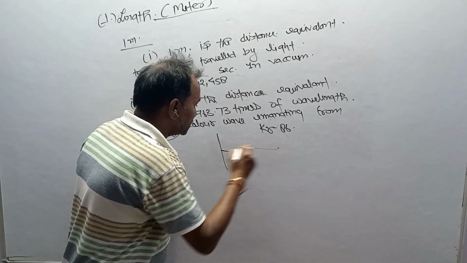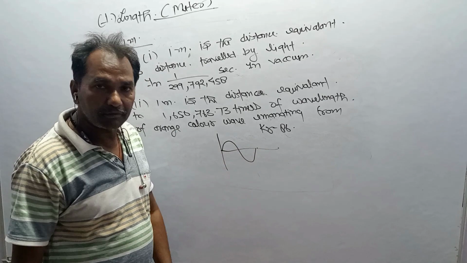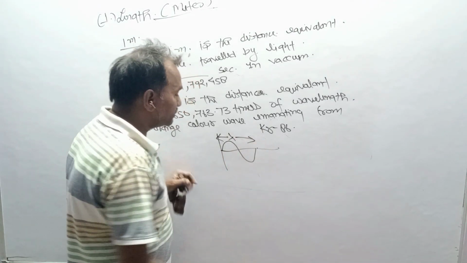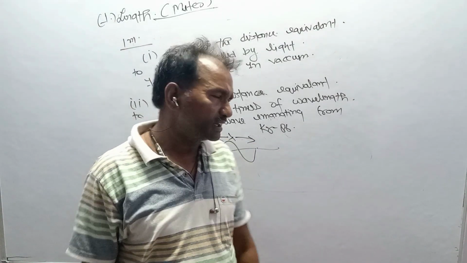This is one pulse of the wave, and the length of one pulse is called wavelength.